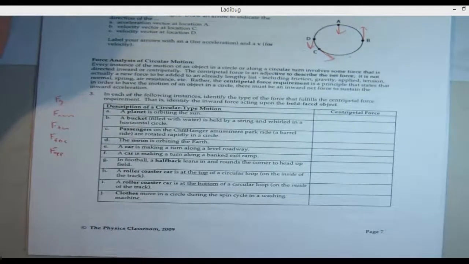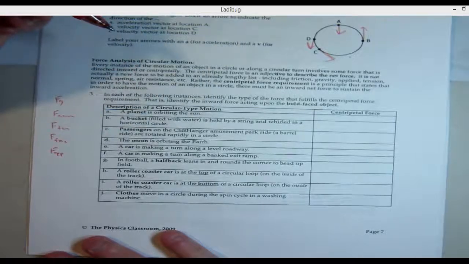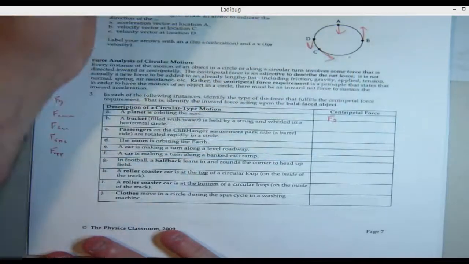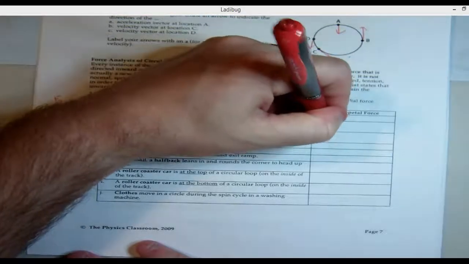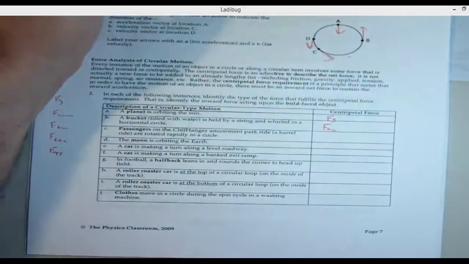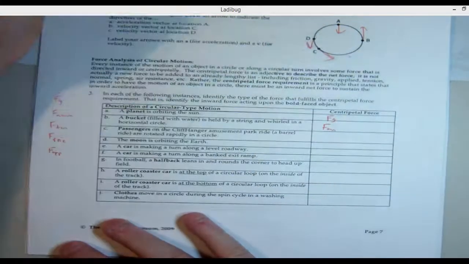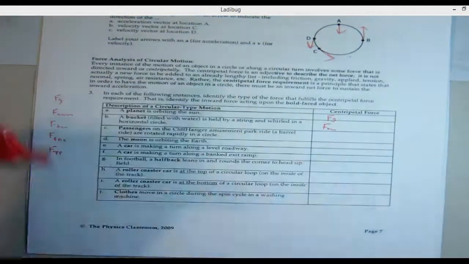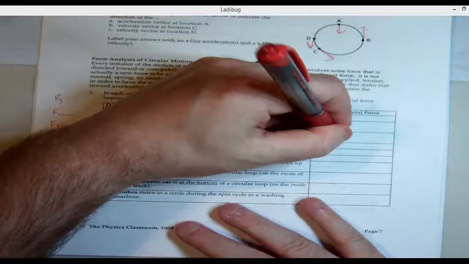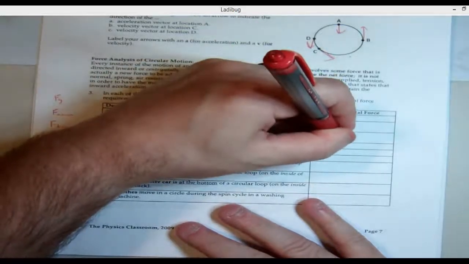All right, so here we go. Planet orbiting the sun. Nothing's touching it, so that's got to be force of gravity. You can write gravity, or Fg. A bucket filled with water held by a string swirling in a horizontal circle. That's tension. It's got a string. Passengers on a cliffhanger. It's pretty much a spinning ride, so the force going back at you when you're spinning on something is going to be normal force. NORM if you want to do that.